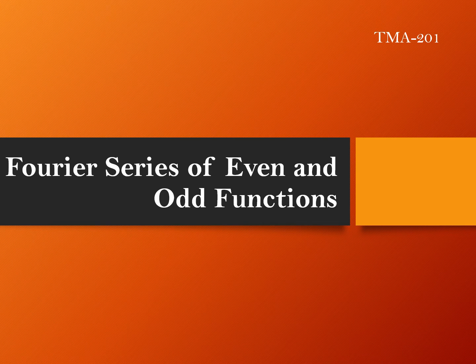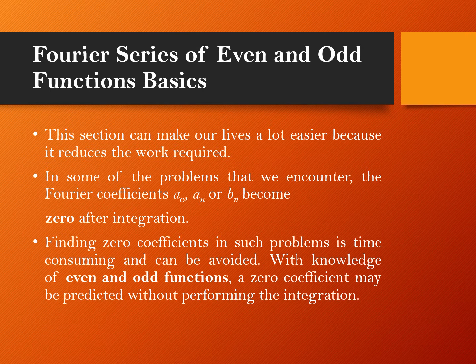Morning students. Now we are going to discuss the even and odd function concept in Fourier series. By using this concept, we reduce our calculation to find the solution of Fourier series. Calculating the Euler formulas a0, an and bn in even and odd functions, we find that a few of the Euler values are 0. Coefficient values of a0, an and bn are sometimes 0.